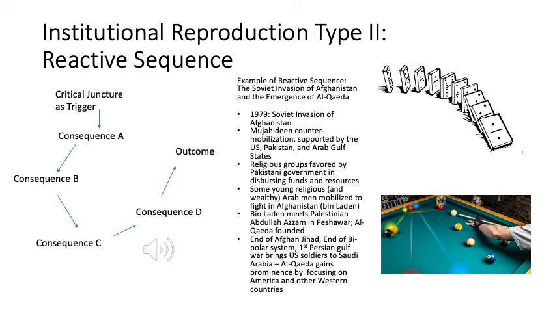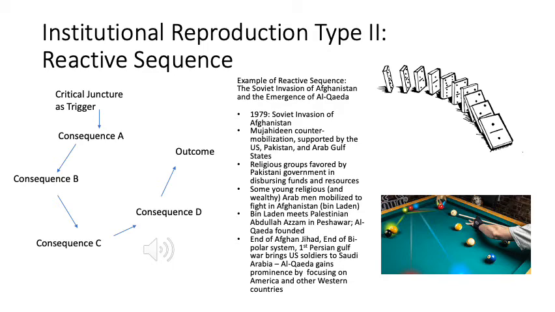What would be a good example? Well, I think the Soviet invasion of Afghanistan and the emergence of Al-Qaeda would be a good example of a reactive sequence. Now, nobody would have predicted that from the invasion of the Soviet Union, the communist superpower, you would get the emergence of a radical Islamist terrorist group in Al-Qaeda. The two don't seem to be logically connected. But there is a reactive sequence that connects them.